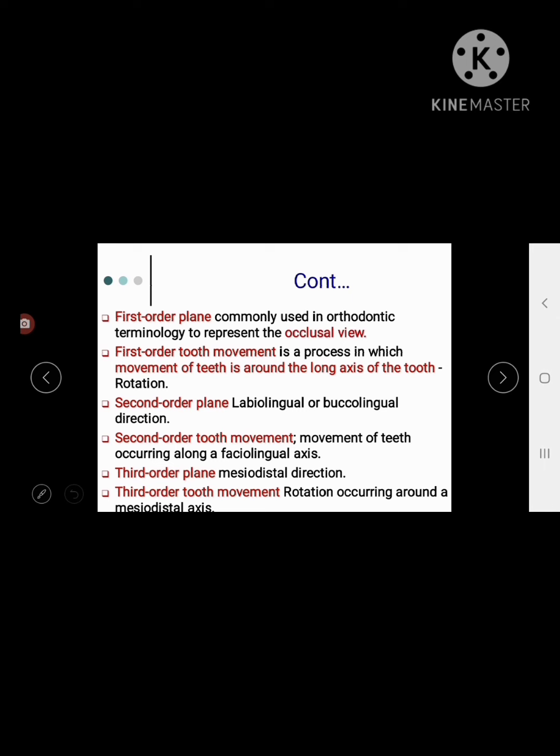First order plane: tooth rotation. Second order plane: labiolingual. Second order tooth movement of the tooth. Third order plane is the mesiodistal direction. Third order tooth movement, rotation occurring around the mesiodistal.